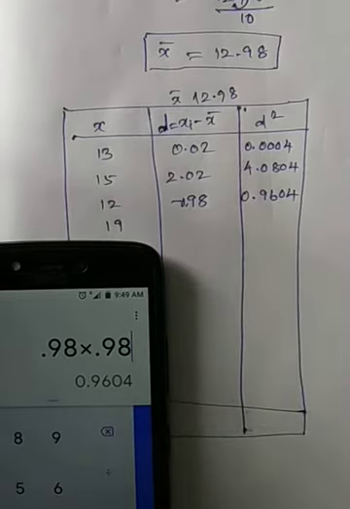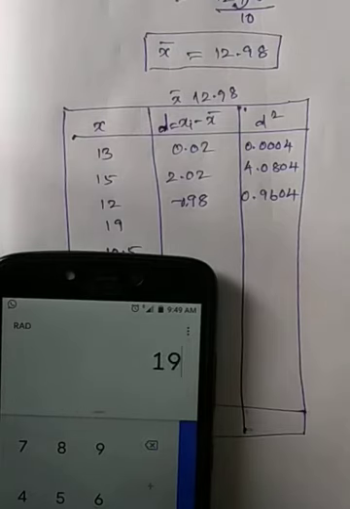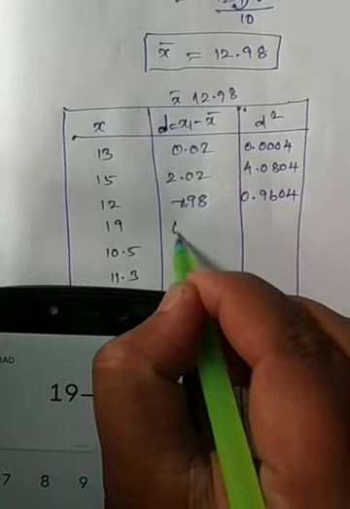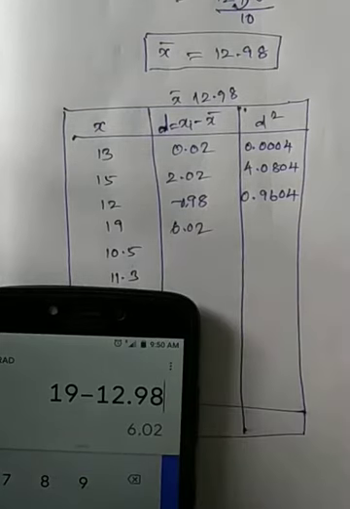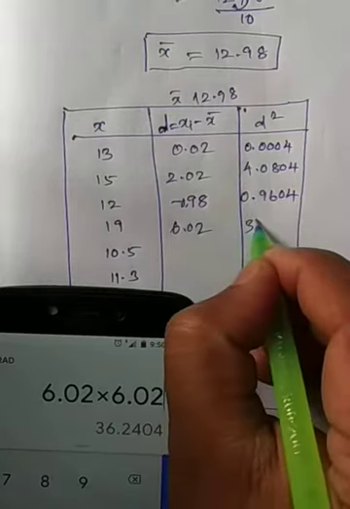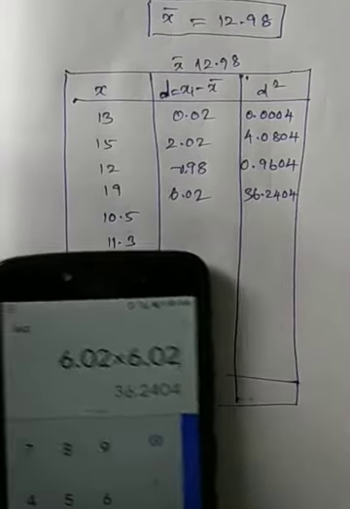So now next, 19. So 19 minus 12.98, we are getting 6.02. So again I am multiplying 6.02 by 6.02. If I multiply, what am I getting? 36.2404. Okay.